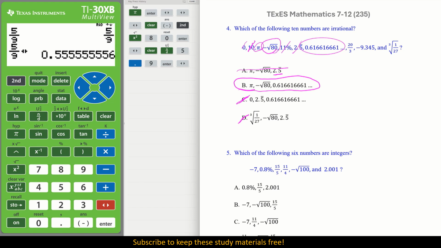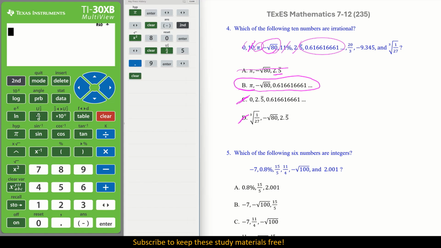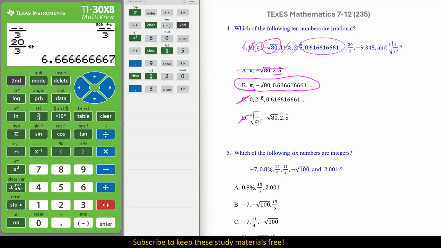Now, let's take a look at 20 over 3. So again, I'm going to clear this out. Push your fraction button, pop in 20, arrow down, put in your 3, push enter. Remember, you have to do your toggle. That is a rational value because the 6 is repeating, and it's actually 6 2/3, to be honest with you. So that is a rational value. Now, negative 9.345, obviously that stops because it naturally stops. That is rational. So that would be on our list.